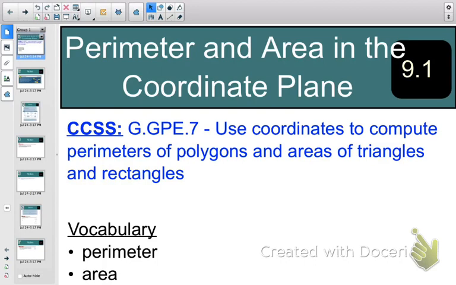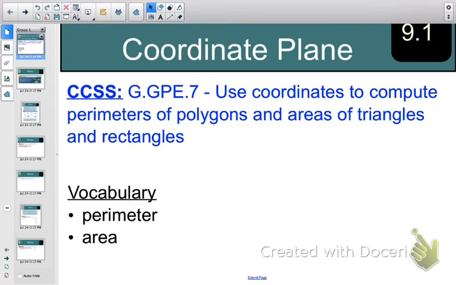Today we're going to go over 9.1, perimeter and area and coordinate plane. So chapter 9, we only have 3 sections that we're going to go over, so this will go pretty quick, and it's about area and perimeter.